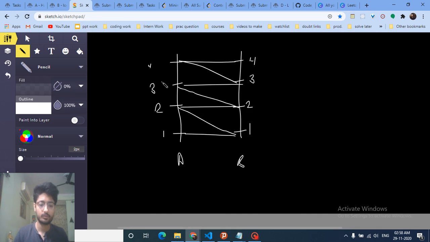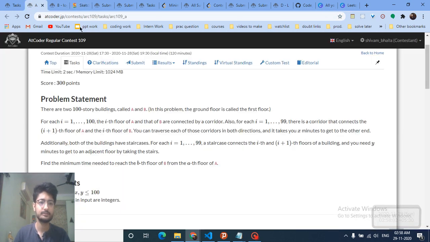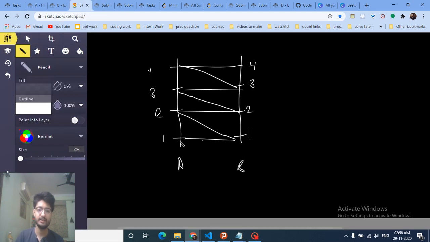The next thing is, you can traverse those corridors in both directions. These are bi-directional corridors, in which it will take X minutes to go to the other end. Additionally, in both of the buildings there are staircases also, to go from the ith to the (i+1)th floor. If you want to go to the next floor like this, it will take Y minutes, and it will take X minutes if you want to go from one building into another.